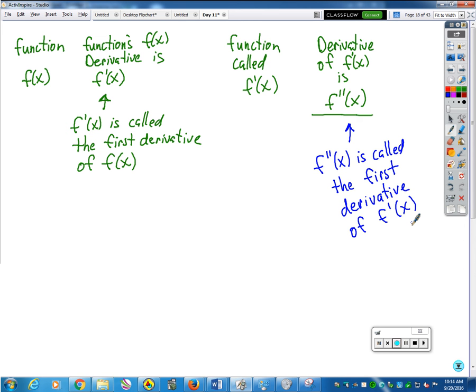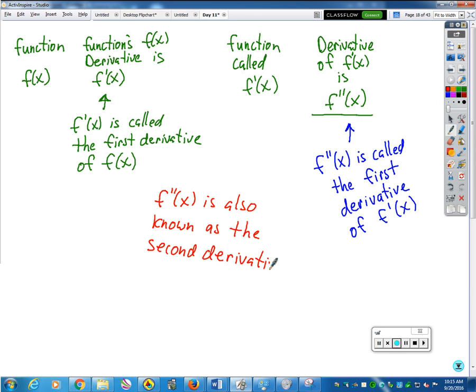So, another thing you can write though is that f double prime of x is also known as the second derivative of f of x. So any questions about the notation or naming? That's all we're doing so far. It's just kind of pointing out that it's just relative what you're considering to be the derivative.